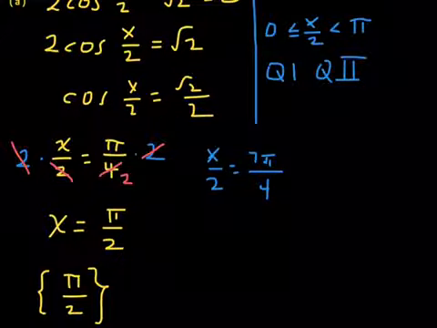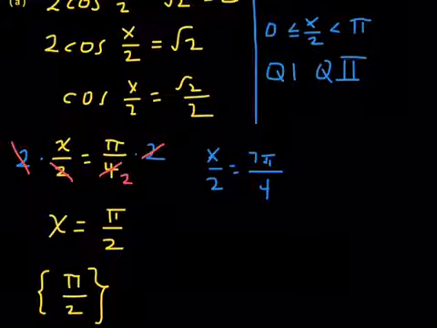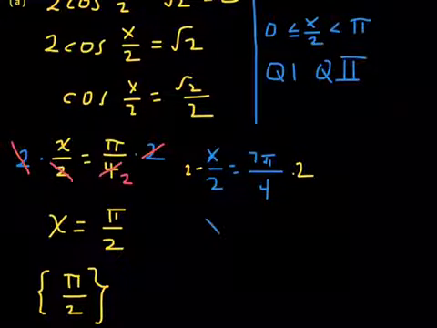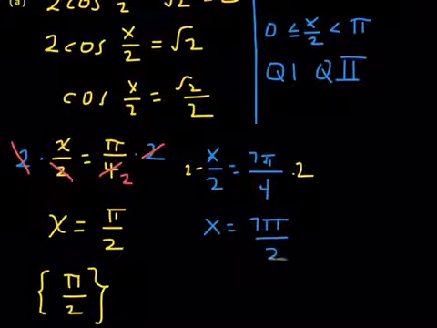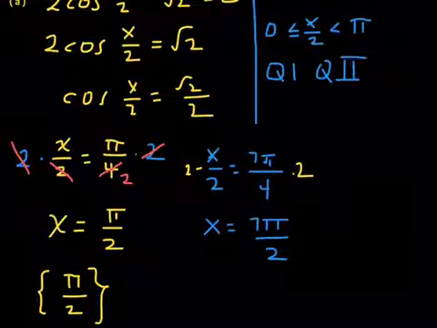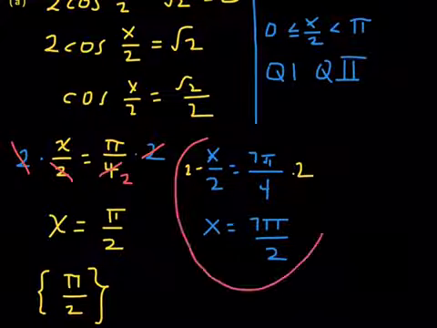However, when you solve for x here, watch what happens. Let's multiply both sides by 2, and you can cross cancel. So then x is equal to 7 pi over 2. Now what's the problem with that? The problem is this proposed solution is not between 0 and 2 pi. This solution is greater than 2 pi, so this is outside the range. So all of this is invalid.